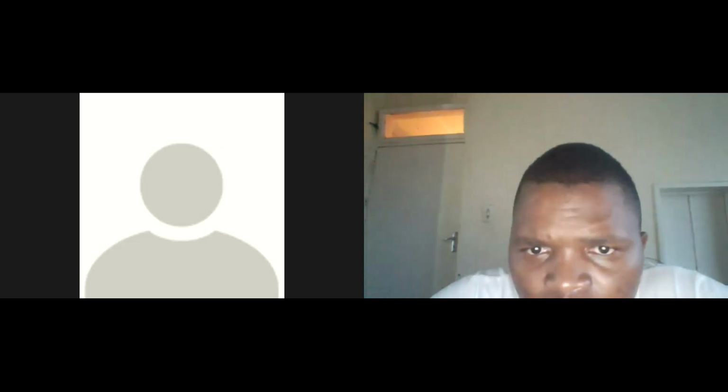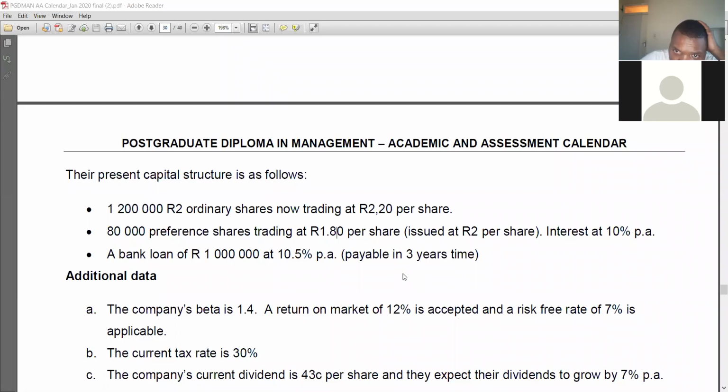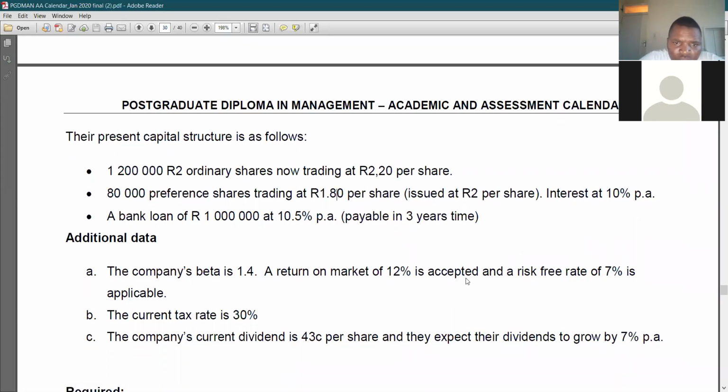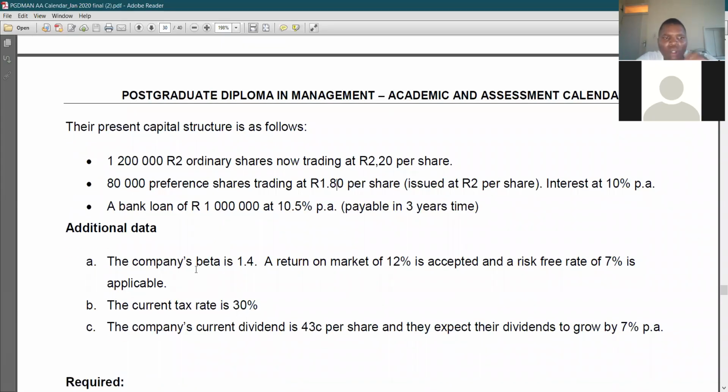Let me share another screen, because right now I'm not teaching you anything, I'm just giving you some hints. Can you see my screen? Yes. Yeah, during your examination you shouldn't be confused. You see, point A, additional data.